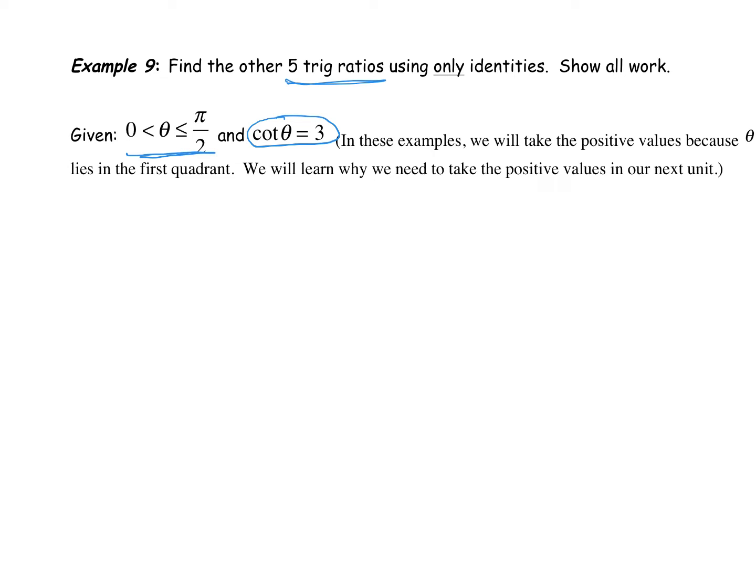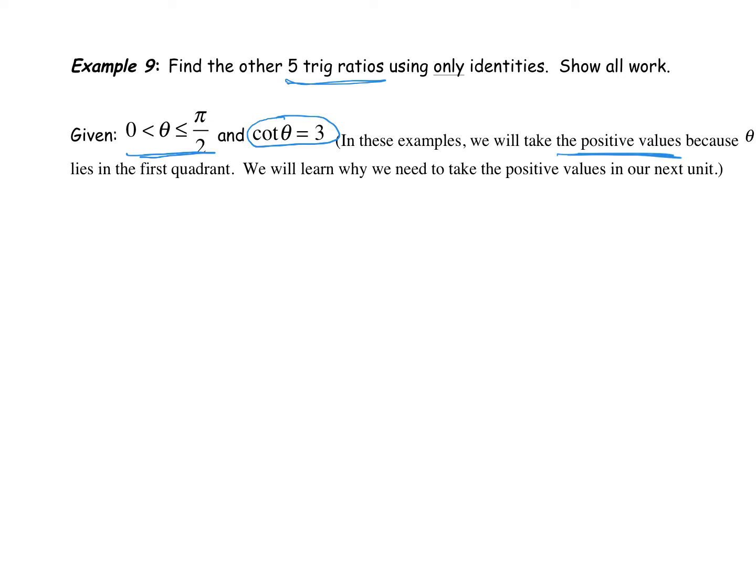We're going to learn more about this in the next unit, but for now, if the angle's in the first quadrant, all the trig functions will be positive values. So if we ever have an option of a positive or negative value, we're going to choose the positive ones in this example. So we're given that cotangent theta equals 3.